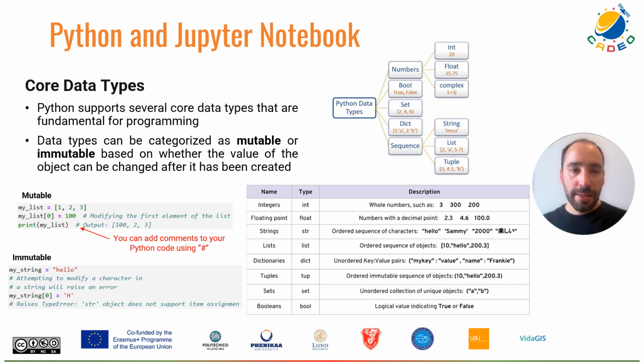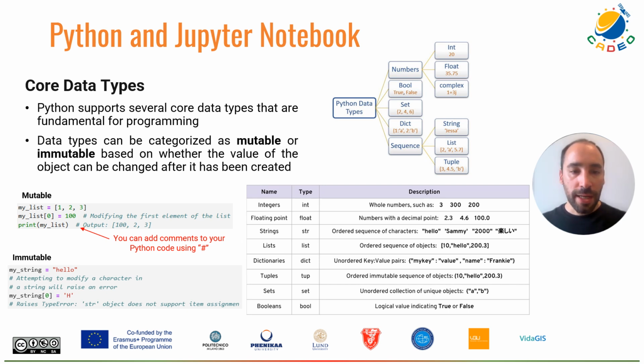Then we have sets. Sets are an unordered collection of unique items, for example, 1, 2, 3 in curly brackets, and it's a set of numbers where each number appears only once. Sets are mutable, but do not allow duplicate elements inside them. Then we have Booleans, and Booleans represent one of two values, true or false. They are used for conditional statements and logical operations.